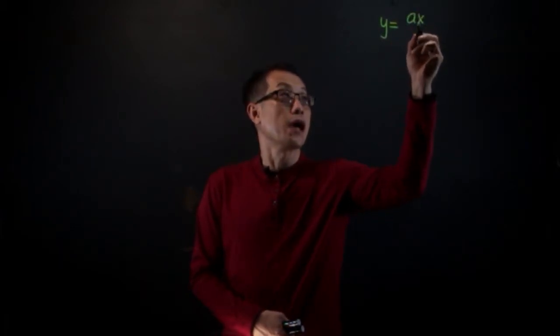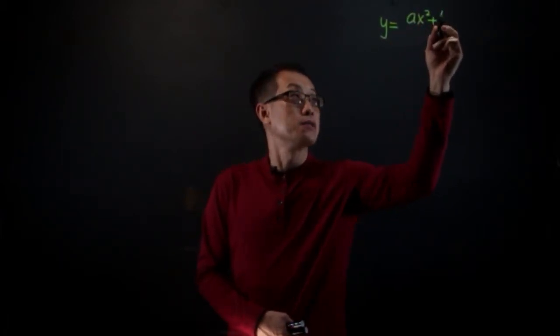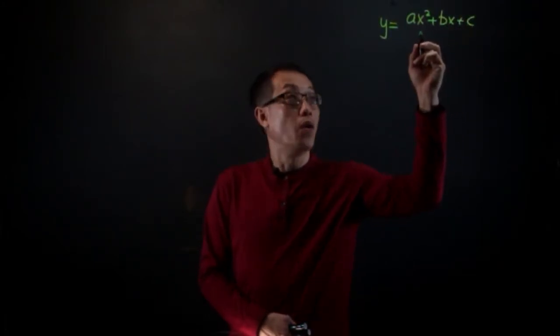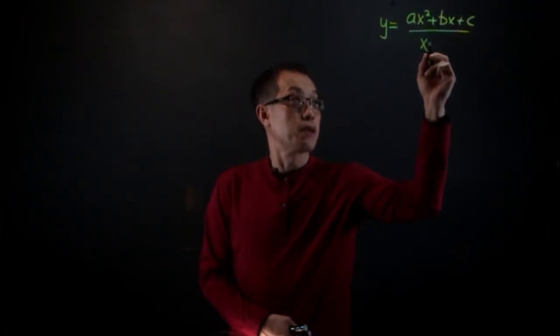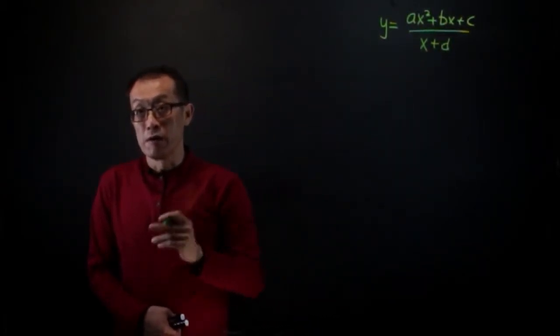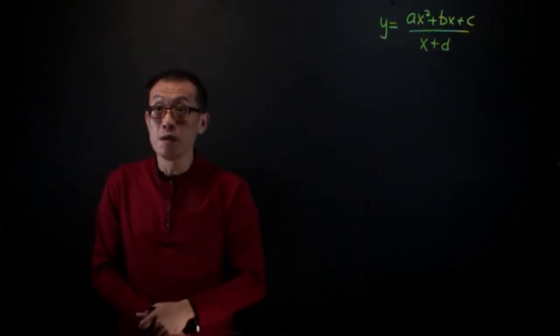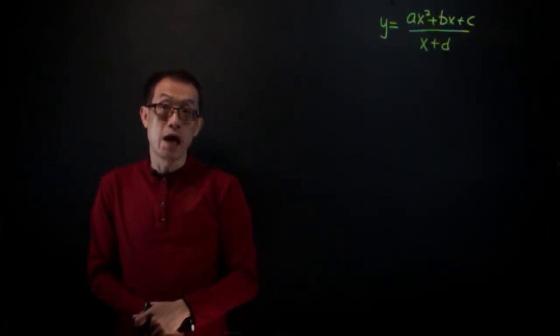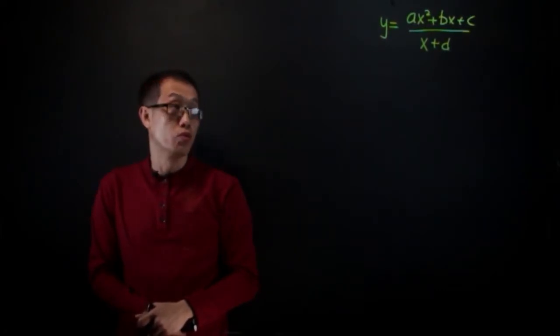Question 2, part 1. You are given a graph y equals (ax squared plus bx plus c) over (x plus d). It has its vertical asymptote at x equals minus 2.